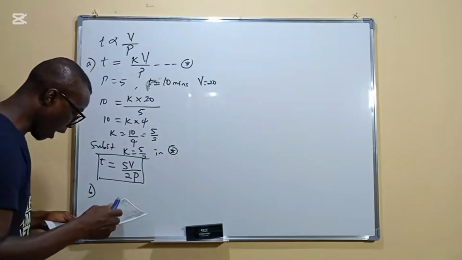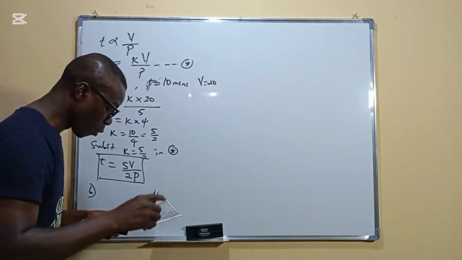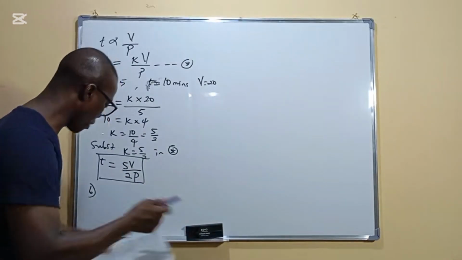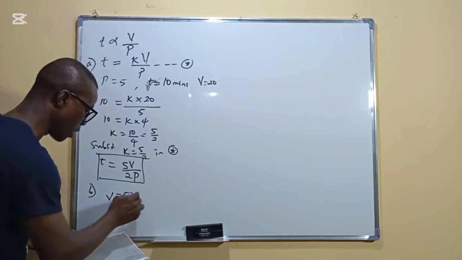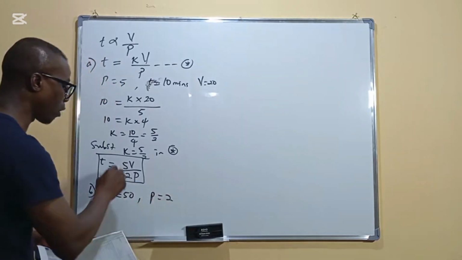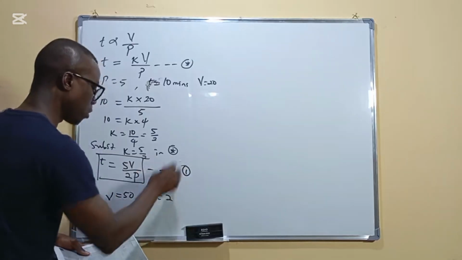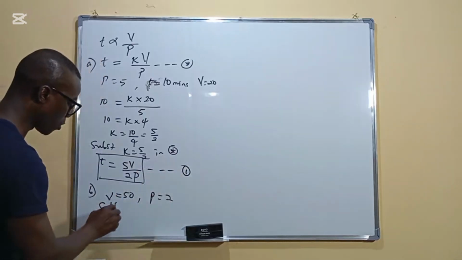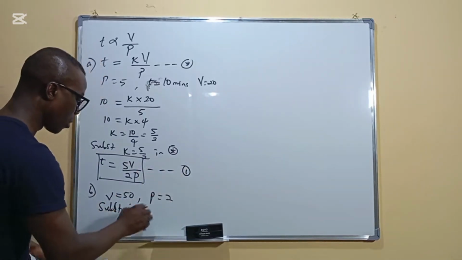So in this case, we want the time it takes to fuel 50 vehicles. So we have V equal to 50, and then we also have the pumps, that's P equal to 2. We are going to put it back into this equation. I'll call this equation 1. So I'm going to substitute in equation 1.